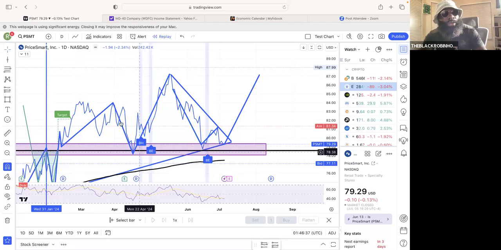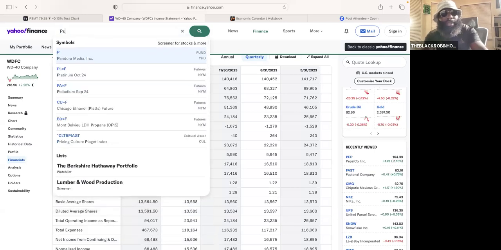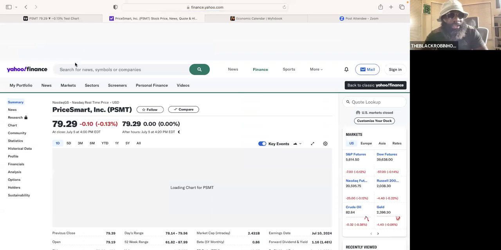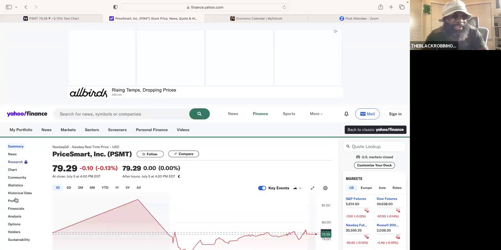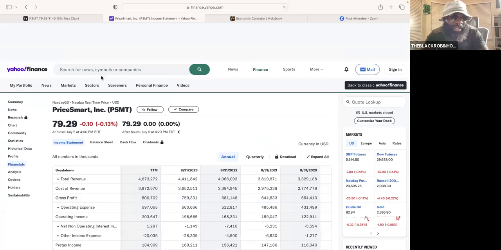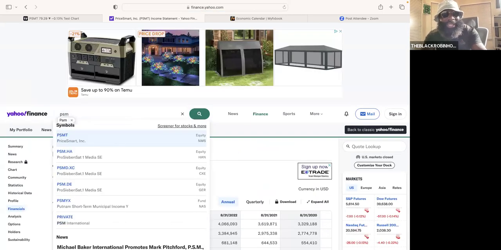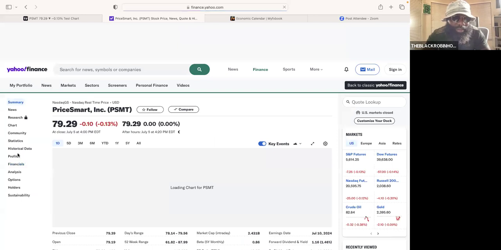So now we're gonna go look at their numbers to see how PSMT has been performing, to see if they are likely gonna beat earnings. This is surface level research, just a quick look. But once I get off here, I dive in deeper.